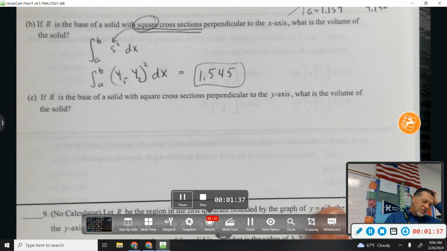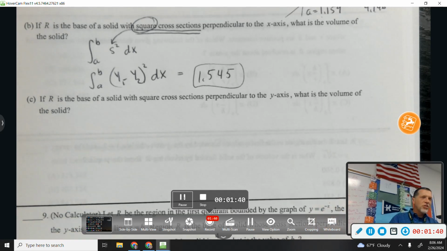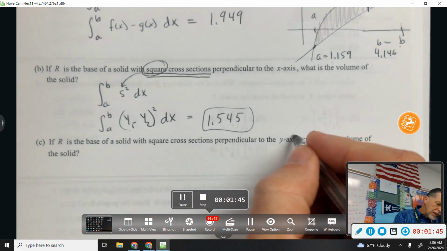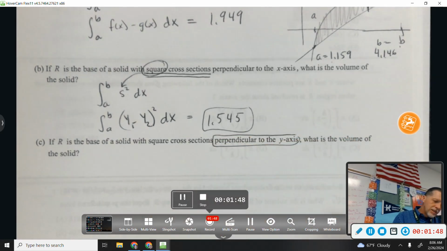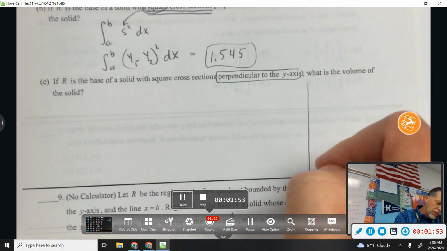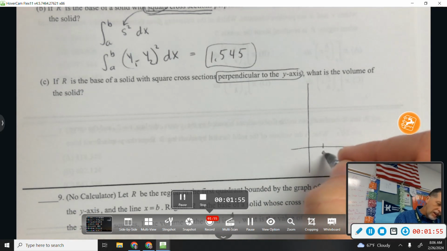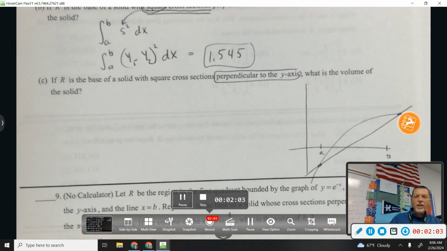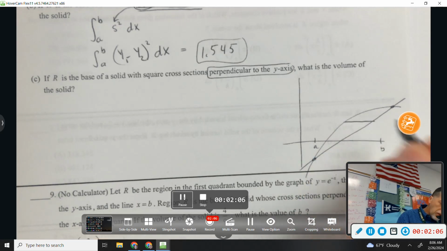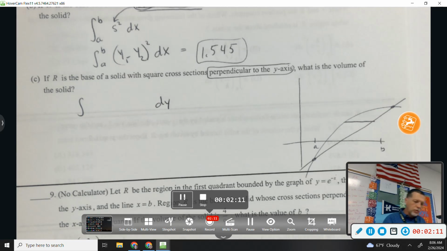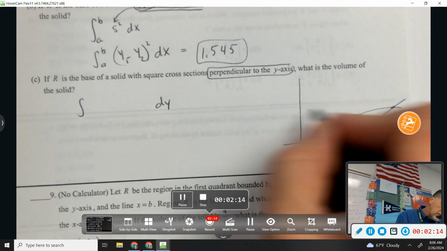If the base of a solid with square cross sections, perpendicular to the y-axis. Now we're slicing the other way. I should probably redraw the picture, or else I'm going to get messed up here. And actually, A and B aren't really going to matter as much now, because I don't need A and B if I'm slicing with y. I need those y values from C to D.